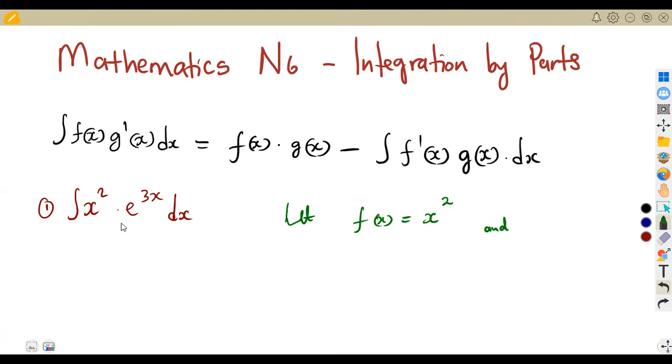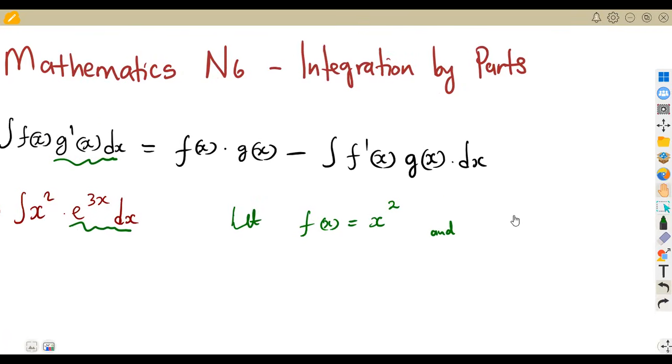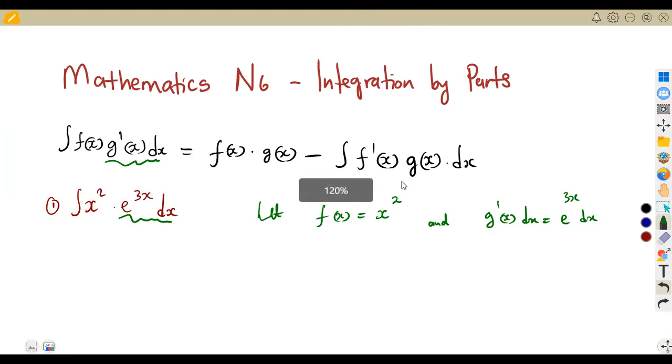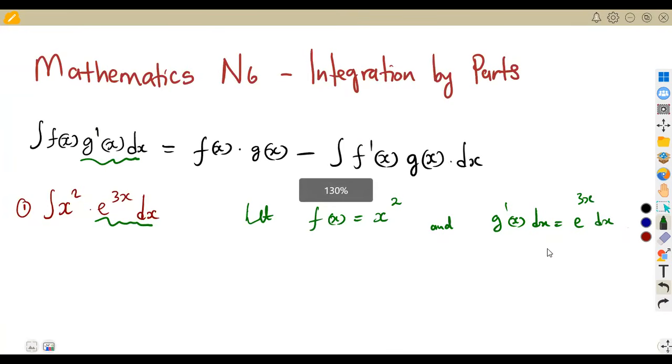And what is remaining if I remove the f of x? What is remaining is the g prime x dx. So you have to be very, very careful. This part is representing the part that is remaining. So our g prime x dx is equal to the remaining part of the exponential, which is e to the exponent of 3x dx. So that's it. What is it that we need? That is the question you have to ask yourself: what do I need?